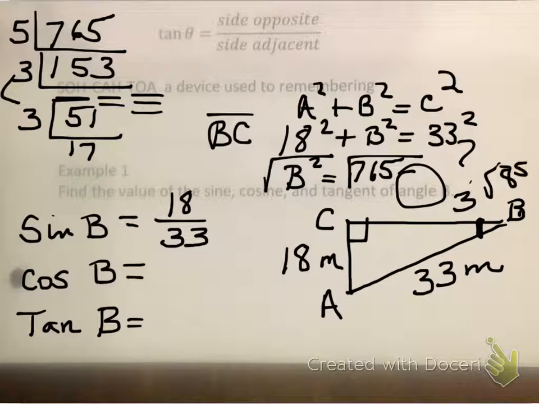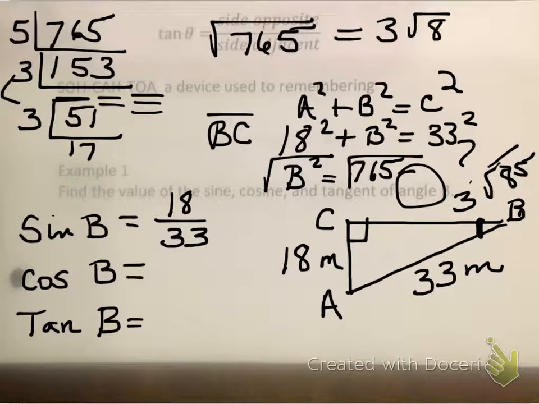And where I got that from was when I took the square root of 765. It comes out to 3 rad 85. And this needs to be simplified like that. Okay, so when I'm finding cosine, back to finding cosine, cosine is adjacent. I now know adjacent is 3 rad 85, and the hypotenuse is still 33.